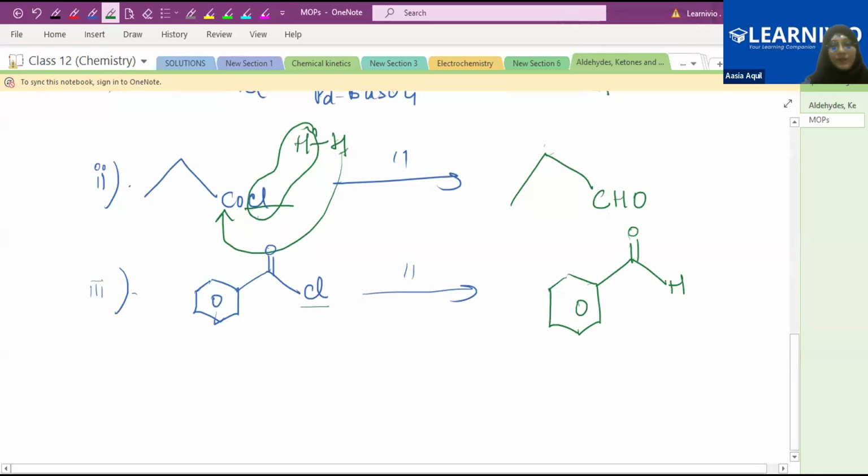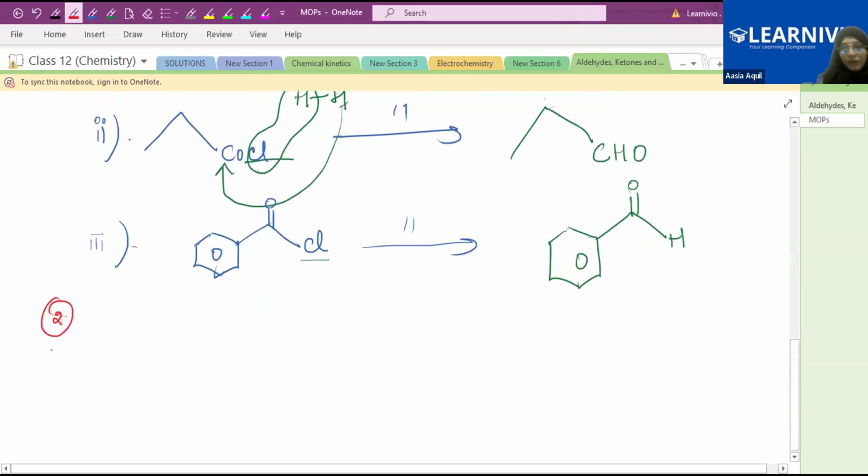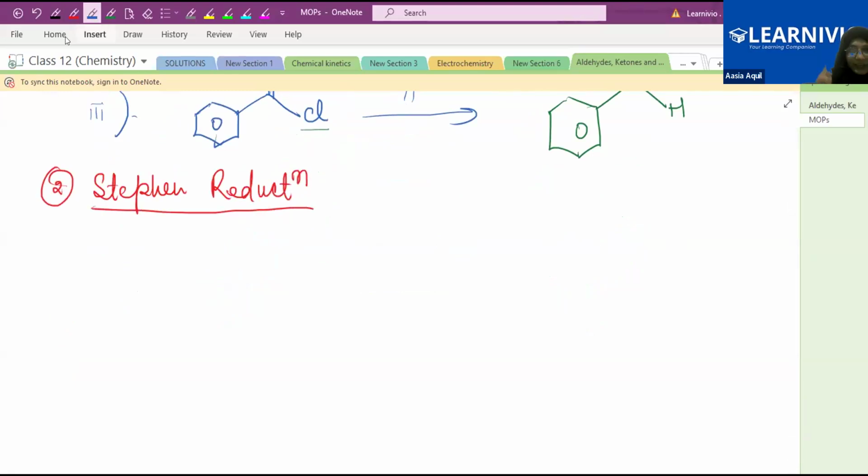Okay, now write down the next reaction, the Stephen reaction. This is again important. The second method of preparation of aldehyde is the Stephen reaction. And again it is reduction. Stephen reduction. In this process also, reduction is happening. So here we use nitrile, the cyanide group, CN, RCN. So write down what is Stephen reduction.